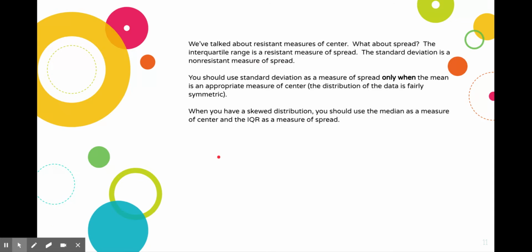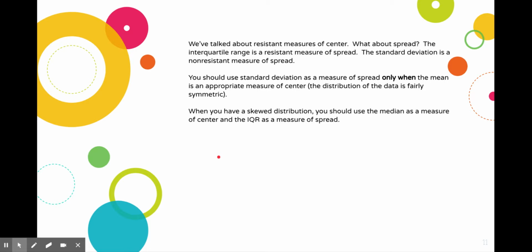We've talked a lot about resistant measures of center. What about spread? The interquartile range is a resistant measure of spread. The standard deviation is a non-resistant measure of spread. You should use the standard deviation as a measure of spread only when the mean is an appropriate measure of the center, when the distribution of the data is fairly symmetric.